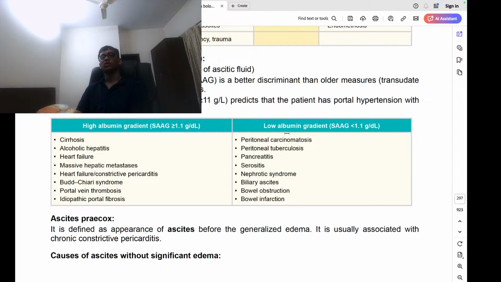High albumin gradient causes are cirrhosis, alcoholic hepatitis, heart failure, massive hepatic metastasis, constrictive pericarditis, Budd-Chiari syndrome, portal vein thrombosis, and idiopathic portal fibrosis. Low albumin gradient causes are peritoneal carcinomatosis, peritoneal tuberculosis, pancreatitis, nephrotic syndrome, biliary ascites, bowel obstruction, and bowel infarction.